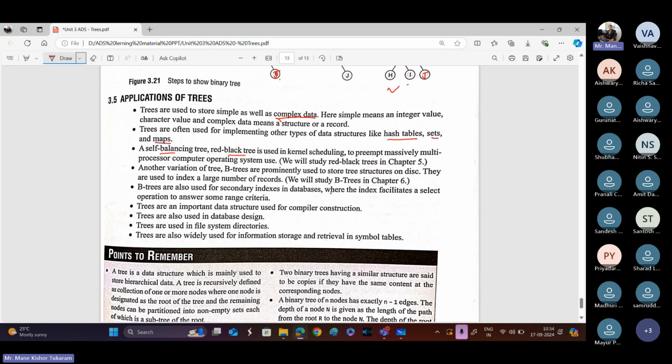Again, we can store the tree structures on the disk by using this tree. Again, it can act as secondary indices in the databases, or you can use it as an important data structure for compiler construction. So different compilers can be created with the help of a tree. For database design or for file system directories, we use these trees. So these are the applications related to trees.